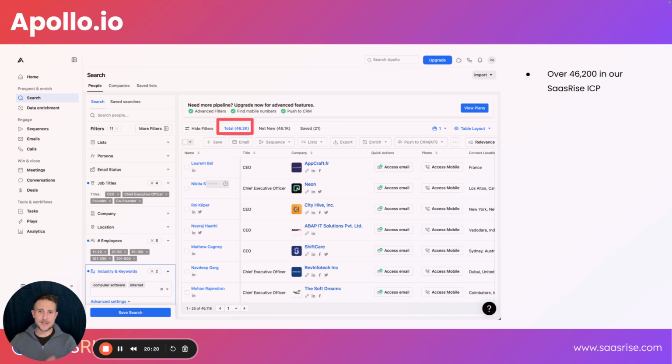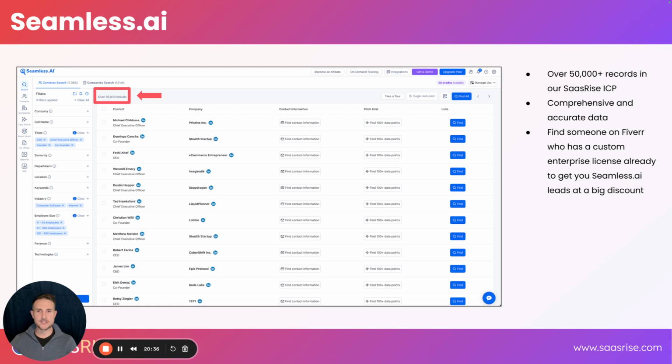You can use tools like Apollo to find everyone in your niche pretty quickly. They don't have the biggest coverage, but they're a great tool that is very low cost. You can go on Fiverr to find people with access to this, where you can export 50,000 to 100,000 records for around $500, like I mentioned.